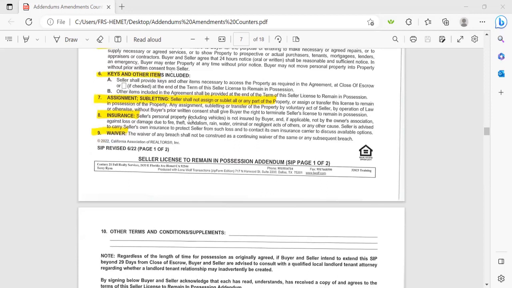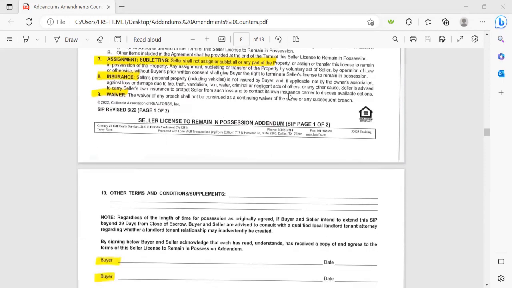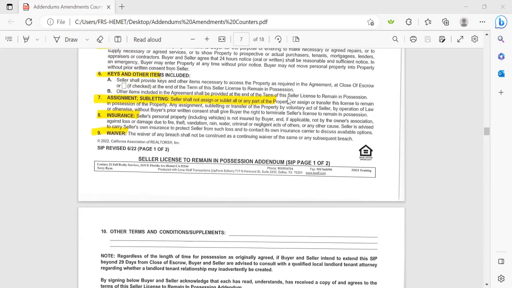Keys and other items. Seller shall provide the keys and other items necessary to access the property as required in the agreement, or at the end of the term of this license to remain. So if they have a license to remain, then it just acknowledges the fact that you get your keys then. You don't get your keys when escrow closes.